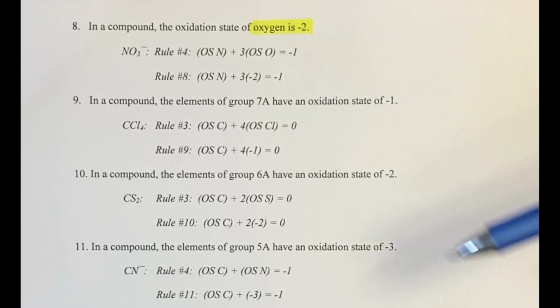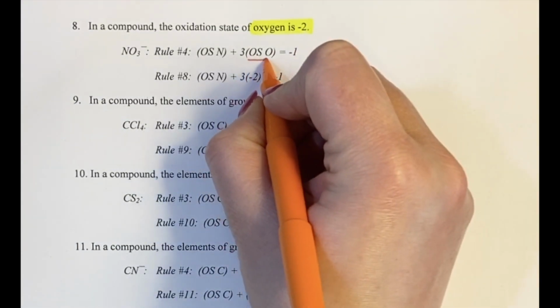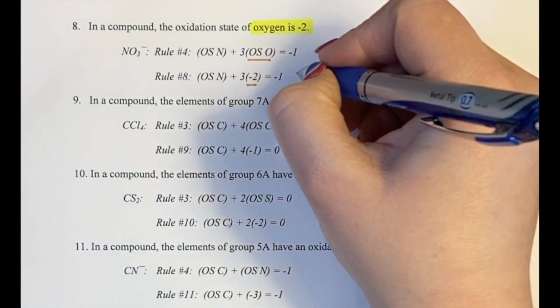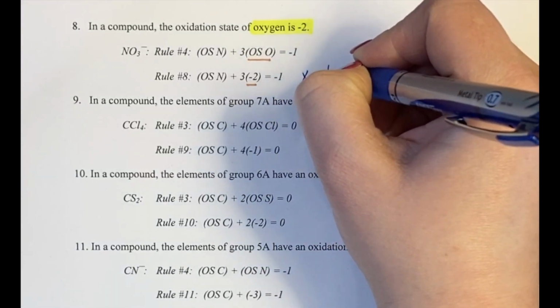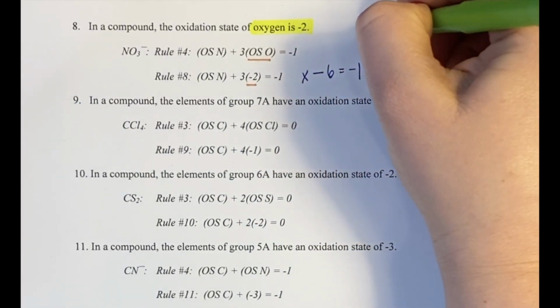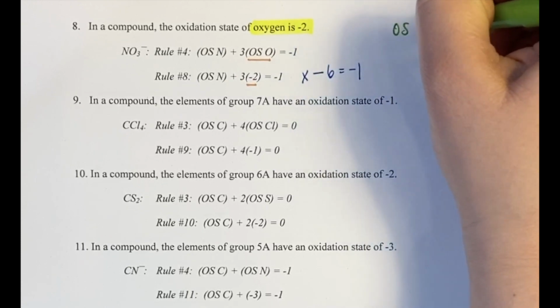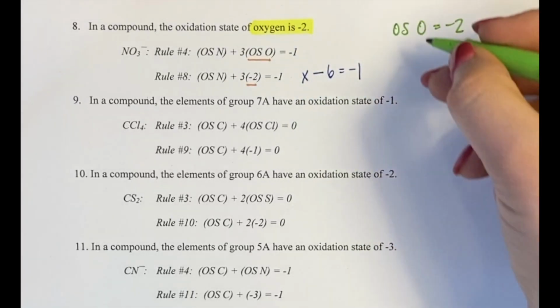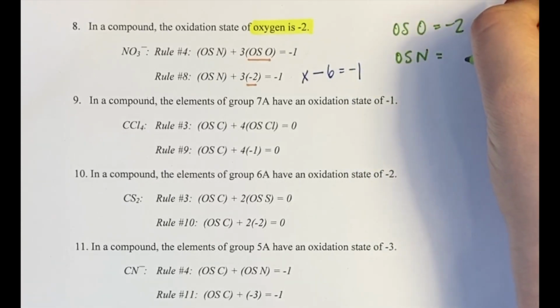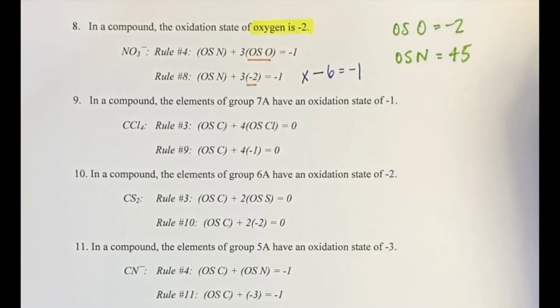As we go through the rest of the rules, rule number 8 is then going to allow us to substitute in for the oxidation state of the oxygen. Rule number 8 tells us that the oxidation state of the oxygen will be -2. So now what we have is an equation where we have x minus 6 equals -1. We know from the rules that the oxidation state of the oxygen was -2. We then calculated that the oxidation state of the nitrogen was +5.